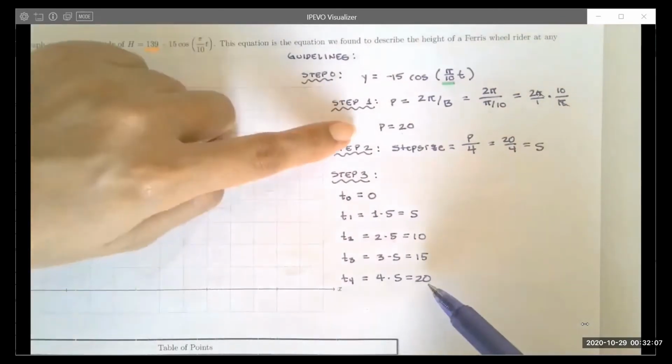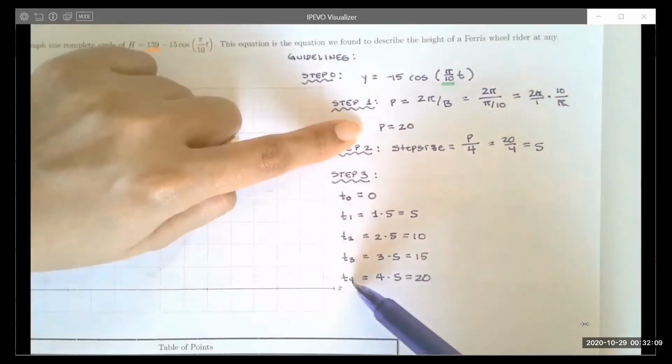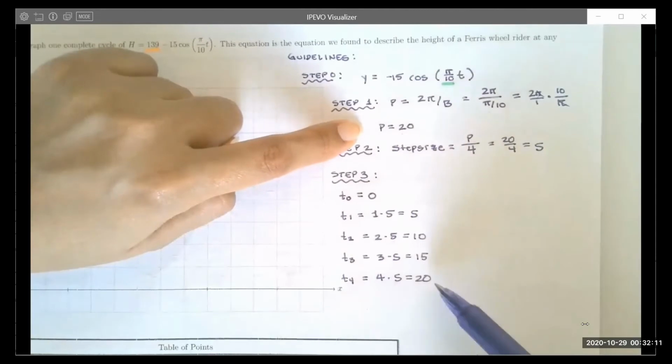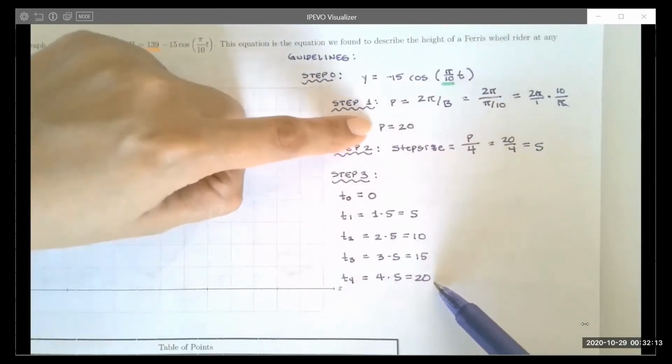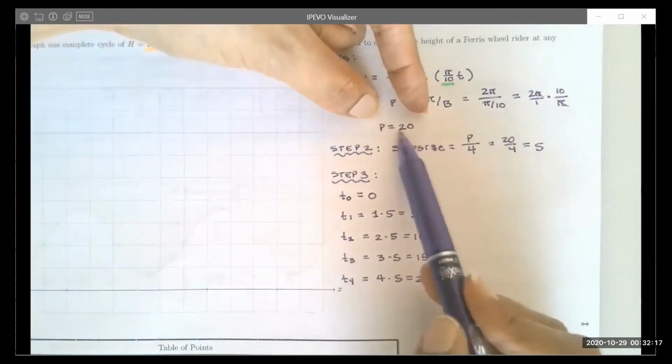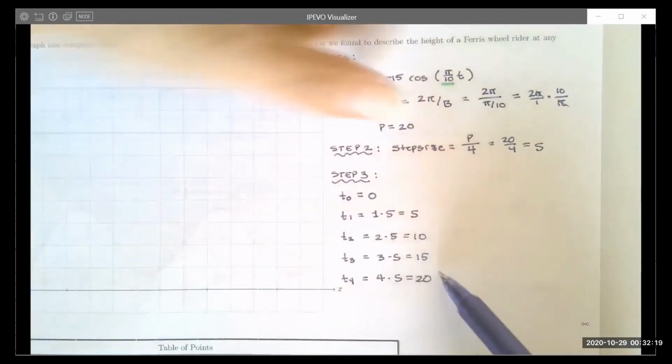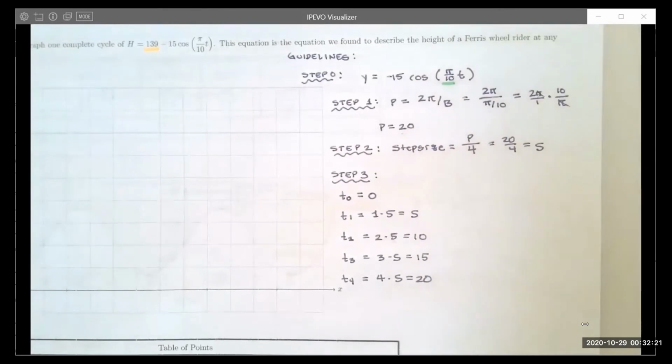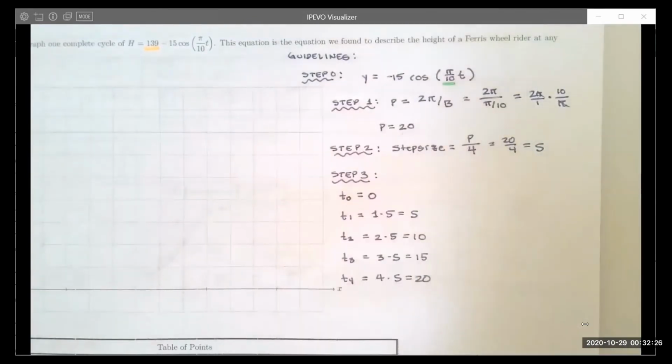And if we've done it correctly, this last t value has to agree with the period, because again, we're just taking the time that it takes for the whole cycle to complete and dividing it into 4 equal parts. So this is step size.